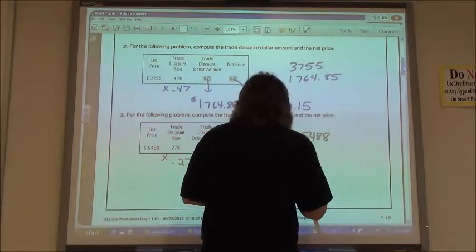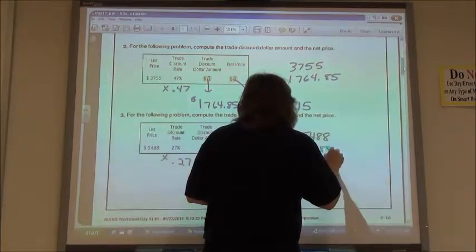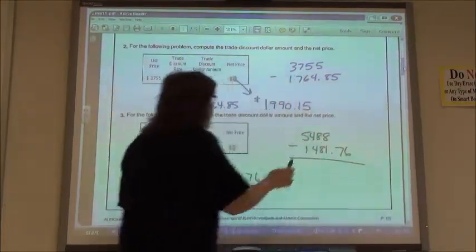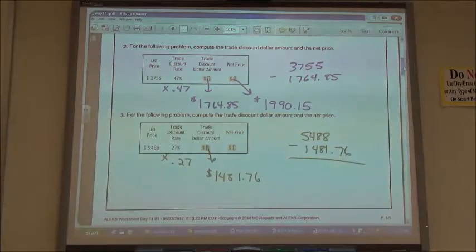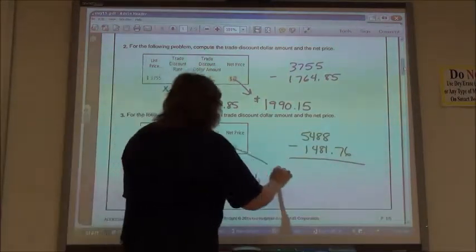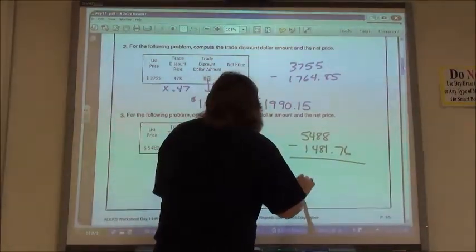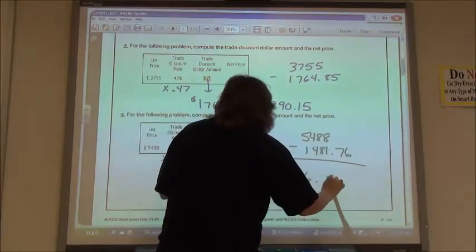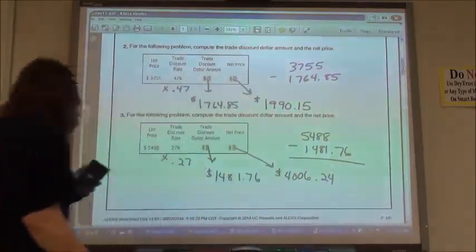If my list price is $5,488, I can subtract my discount, $1,481.76, to find out the net price, the price that I'm going to pay. So $54.88 minus $1,481.76 is $4,006.24.